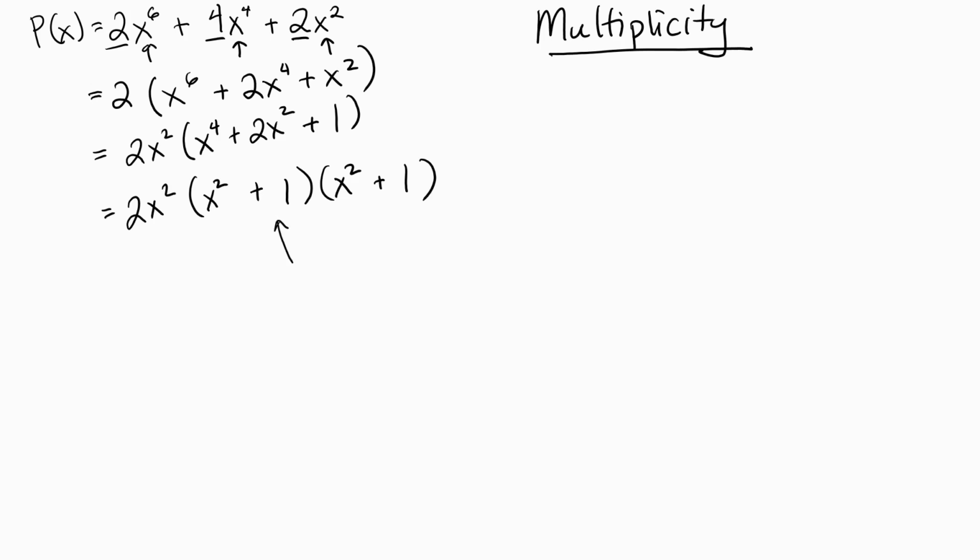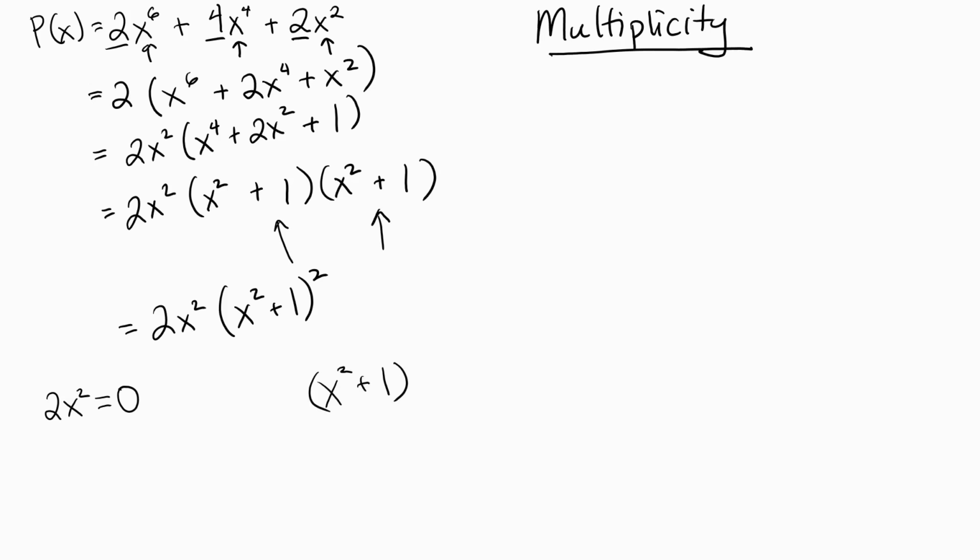So now I'm going to take a look at this section in the middle. Notice how these two are actually the same, right? I'm going to rewrite this as x squared plus 1, squared. All right, so from here, let's solve for zeros. So 2x squared equals 0, and then x squared plus 1, squared equals 0.